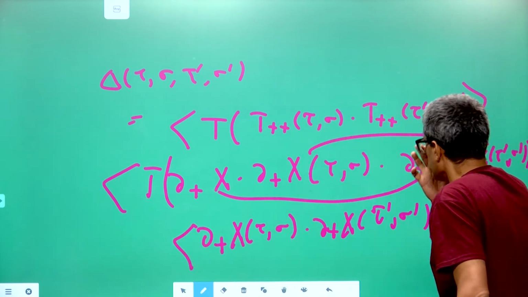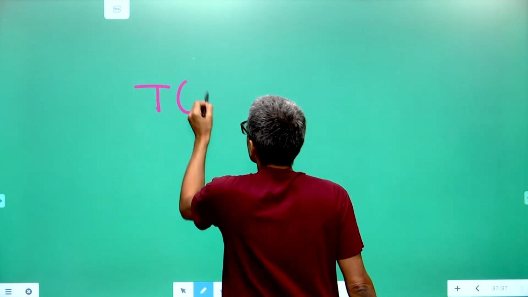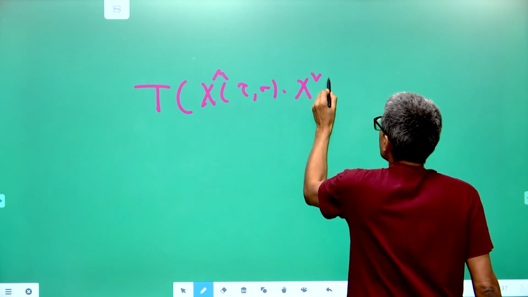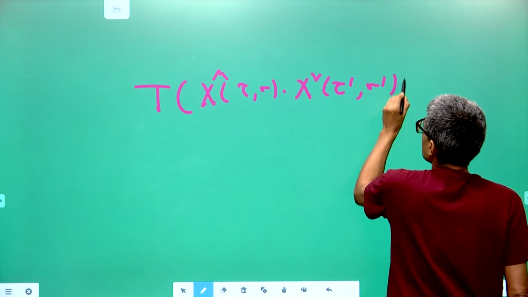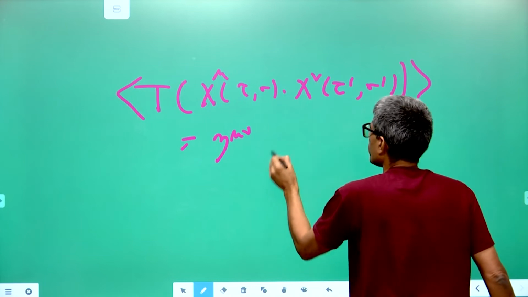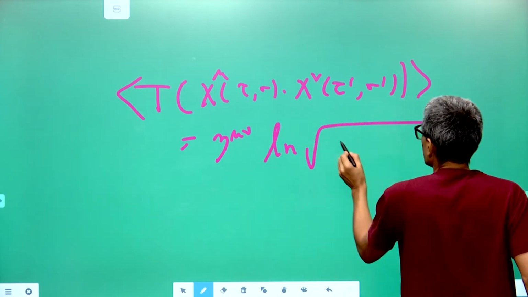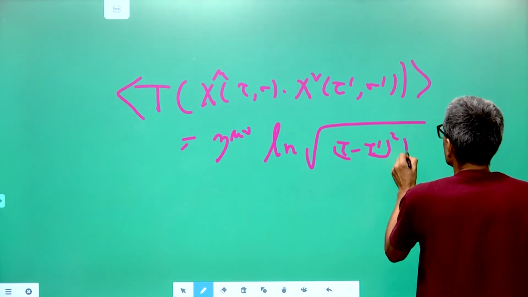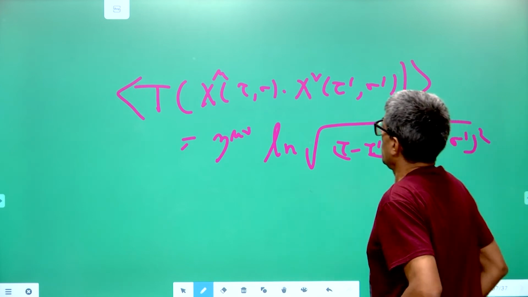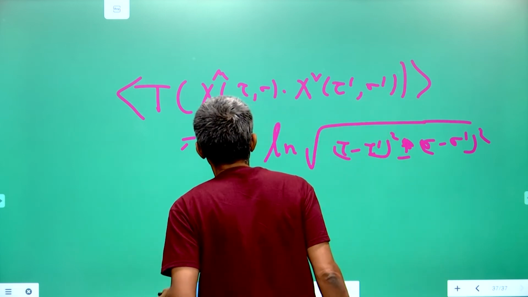But you already know, as we will soon see, that the bosonic string propagator, the vacuum expected value of T of X^μ(τ,σ) multiplied by X^ν(τ',σ'), is given by η^{μν} times log of mod σ, or log of root of (τ−τ')² + (σ−σ')², with a minus sign. Okay, this is the propagator. That is because of the following reason.